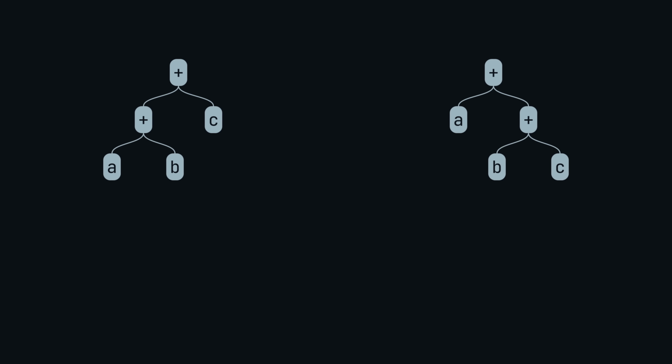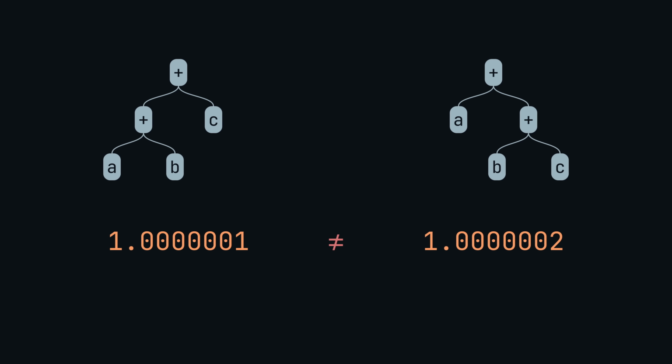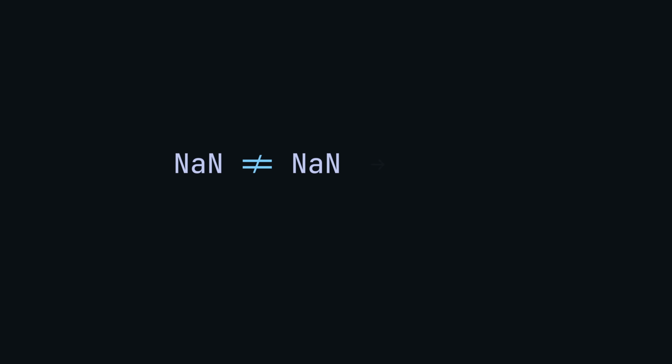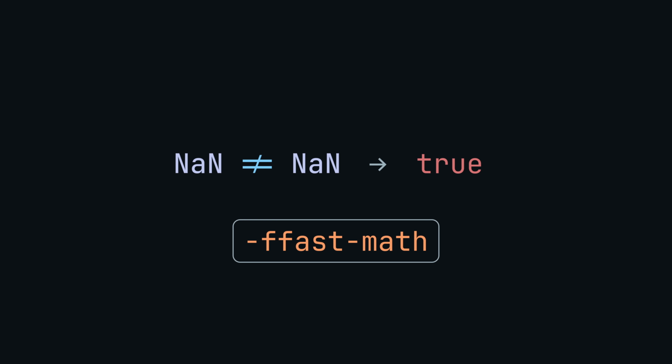Floating point makes this even worse. (A + B) + C and A + (B + C) may produce different results in IEEE 754, so the compiler is usually not allowed to reassociate floats. And NaN propagates in ways that break a lot of algebraic identities you might expect to hold. This is why GCC and Clang have a flag called -ffast-math, which basically says, "pretend floats are real numbers, I accept the consequences."